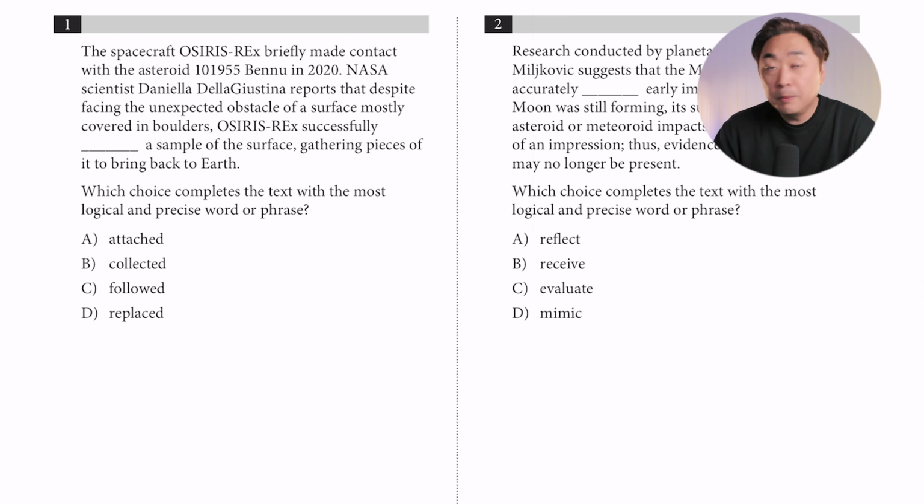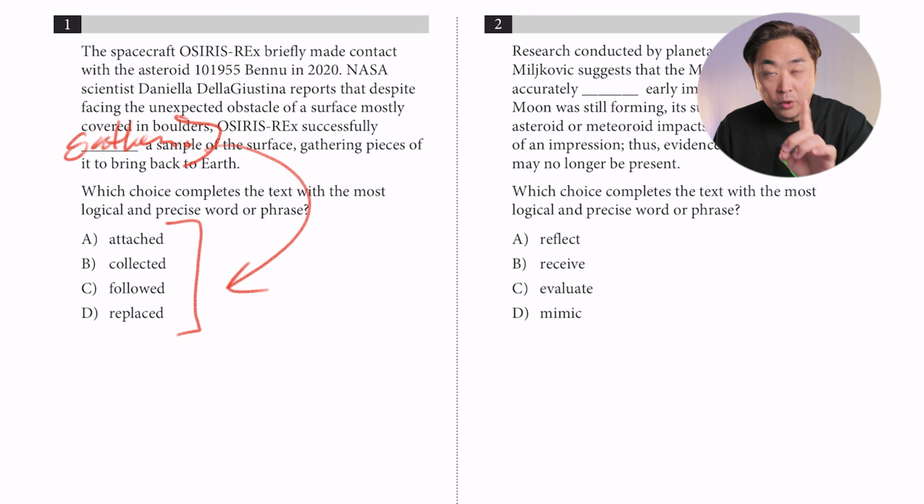So if you have to come up with your own version, I would come up with something like gathered or collected, right? And then you look at the answer choices, not before. You always have to fill it in before. Don't be lazy now. You can't do this, okay? So I'm looking at gather. Attach is not gather. Collected is gather. Followed and replaced are not. So simple, easy, just like that.